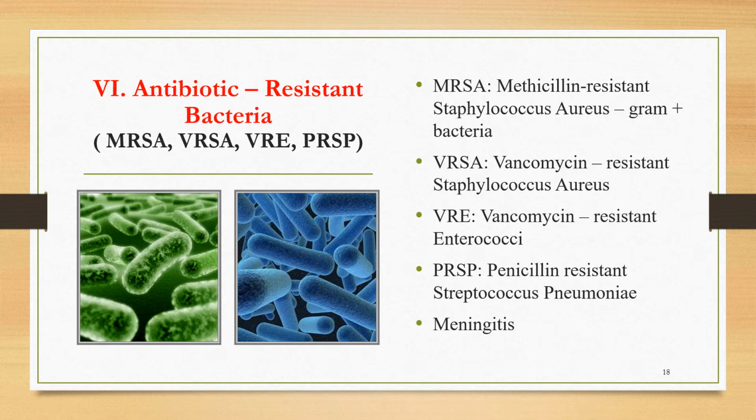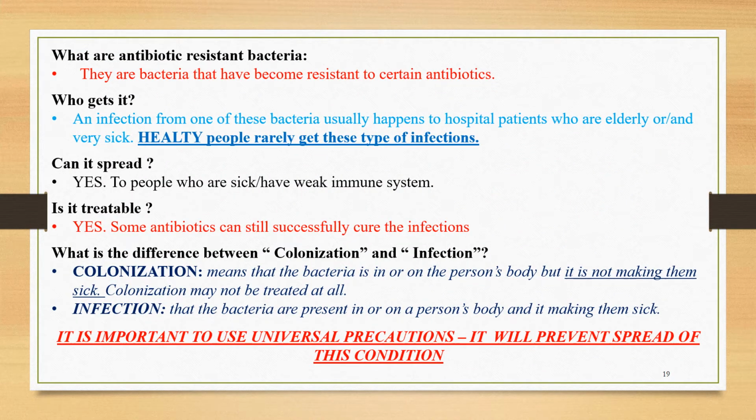Antibiotic-resistant bacteria. What are antibiotic-resistant bacteria? They are bacteria that have become resistant to certain antibiotics. Who gets it? An infection from one of these bacteria usually happens to people who are in the hospital, who are elderly, and or very sick. Healthy people rarely get these types of infections. Can it spread? Yes, to people who are sick or have weak immune systems especially. Is it treatable? Yes. Some antibiotics can still successfully cure the infections.